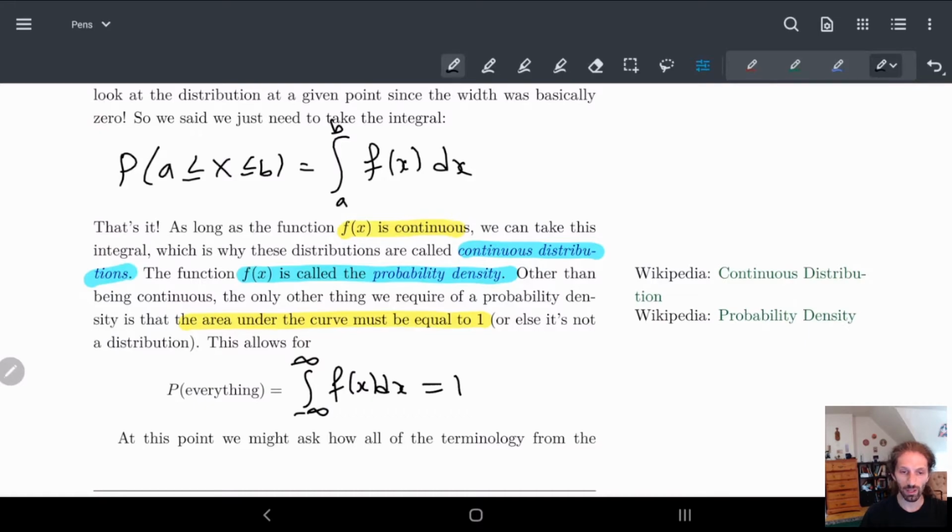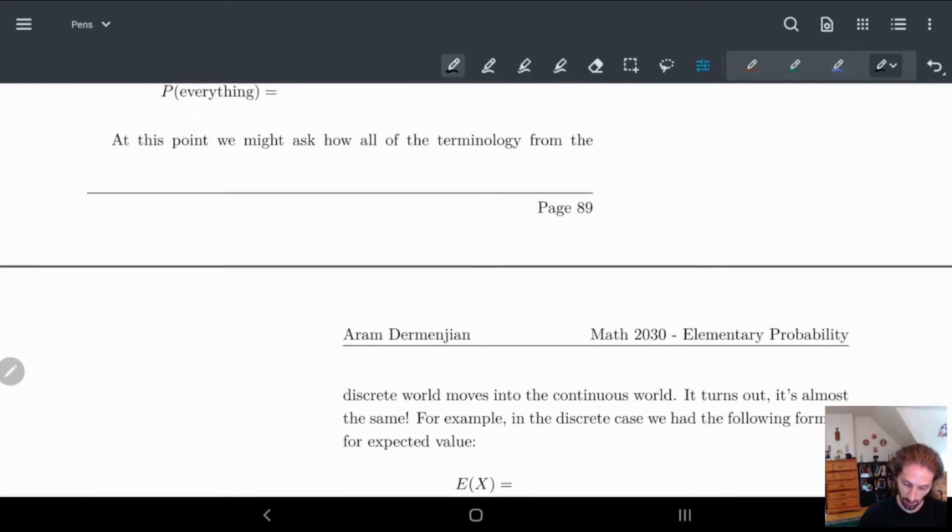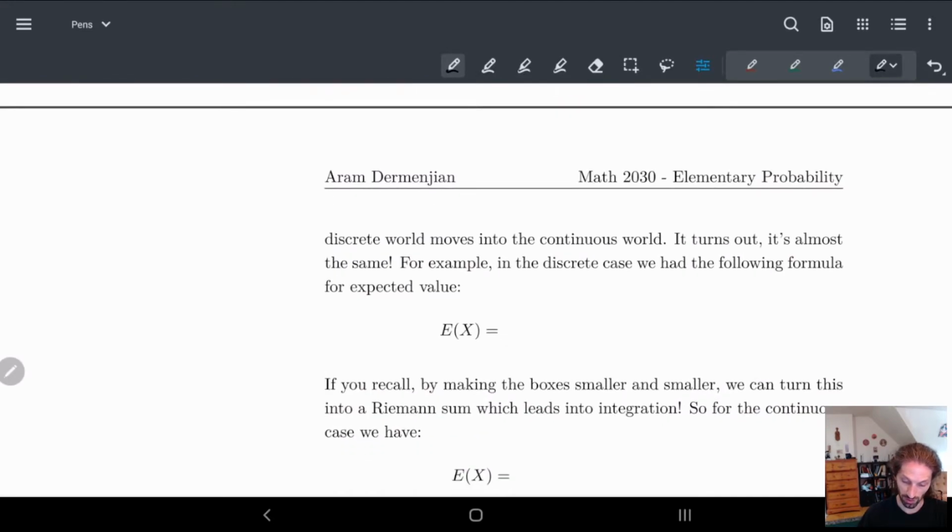So the question now becomes, well, okay, how do we move all this terminology from the discrete case into the continuous case? In other words, what happens with the expected value? So in the discrete case, we had this, right? We did this kind of formula.